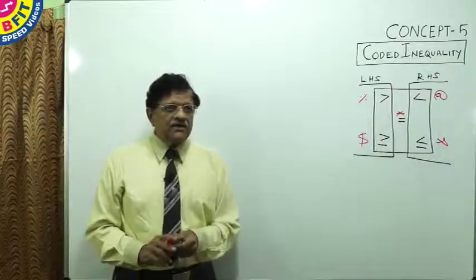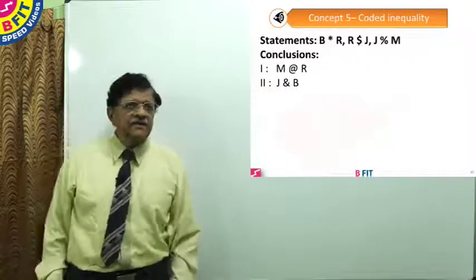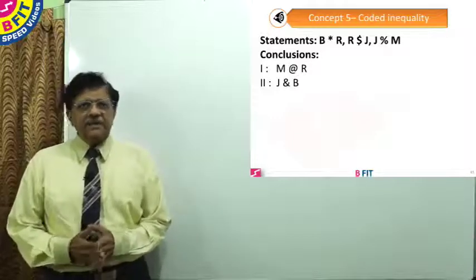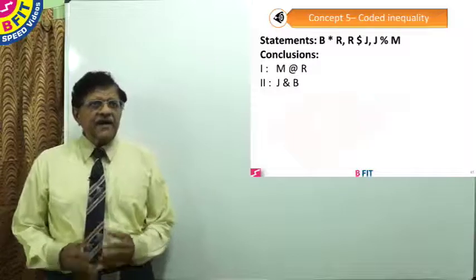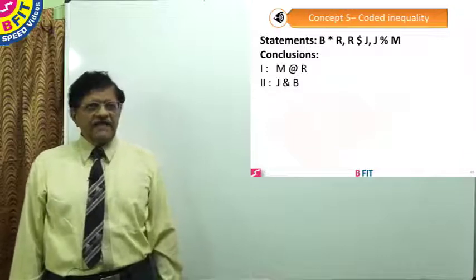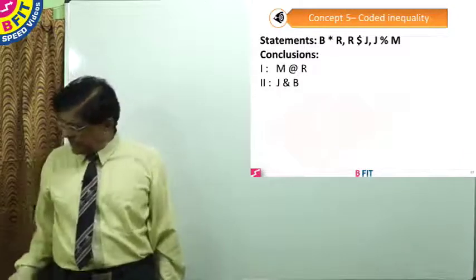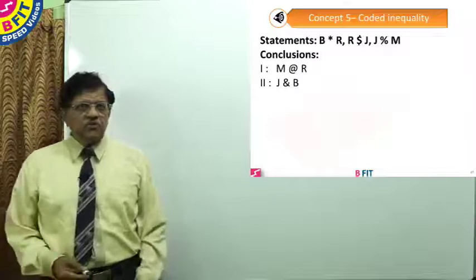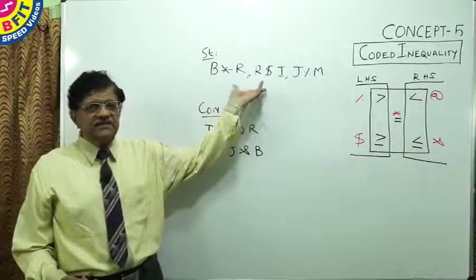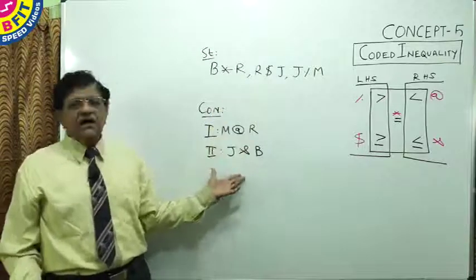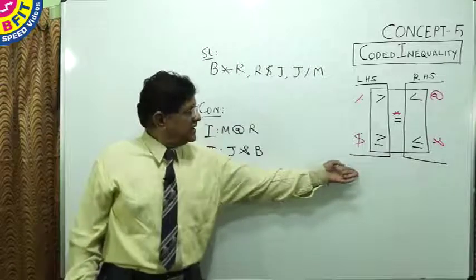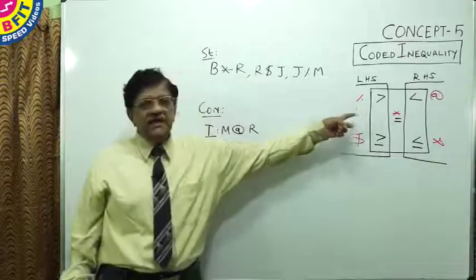Now let us solve the problem. The statement given is B star R, R dollar J, J percentage M. That is the statement. And then we are asked to verify whether the conclusions M at the rate of R and J ampersand B are true. Now let us try to work out this problem. What I have done is I have written the statement here, the conclusions are here, and the magic box which we have drawn, we have written the codes against the appropriate symbols.